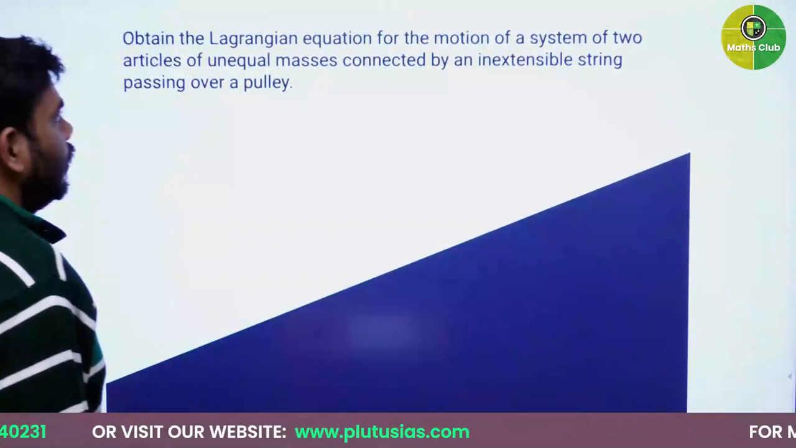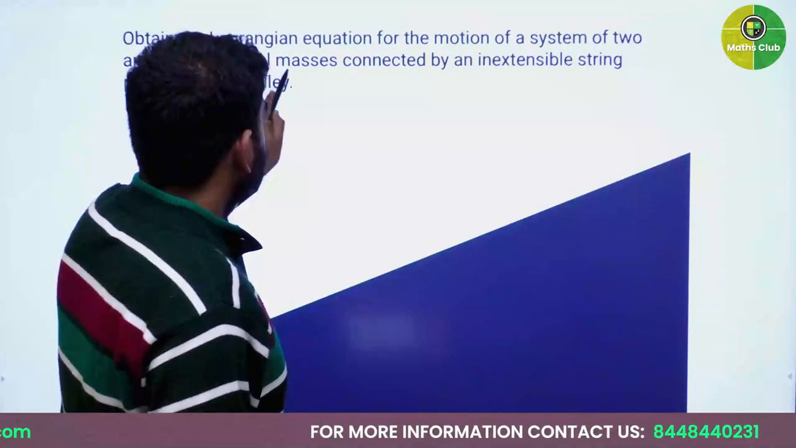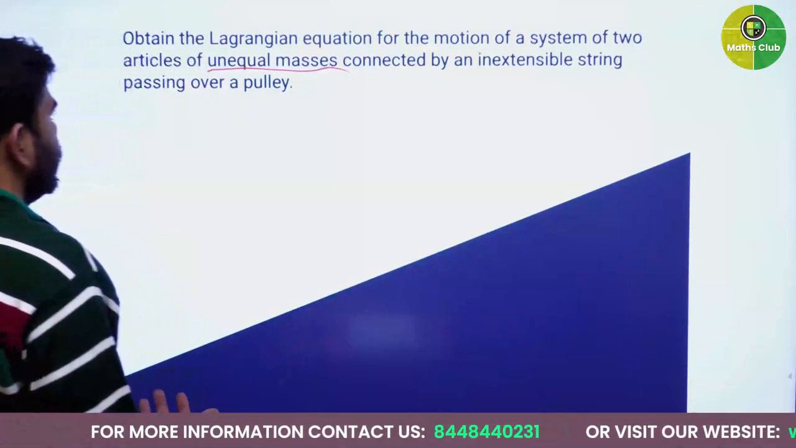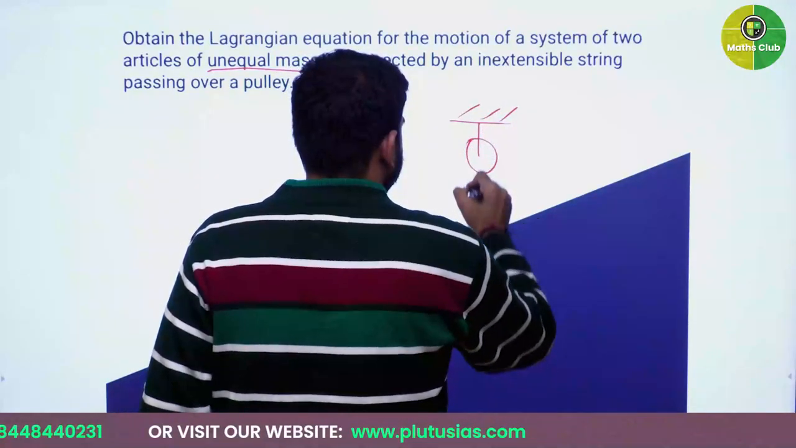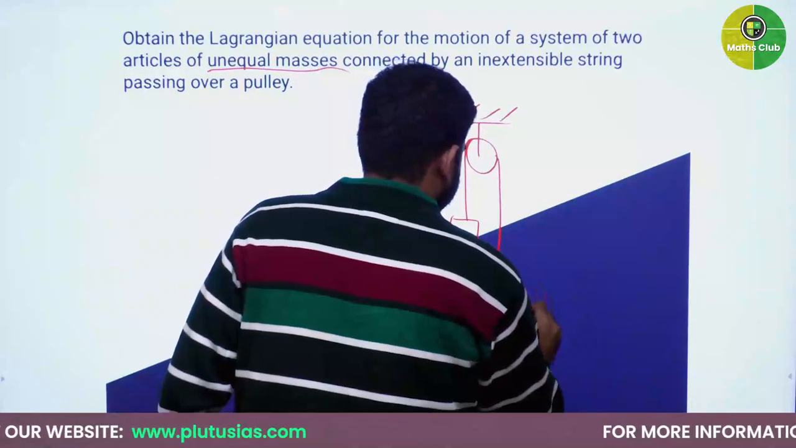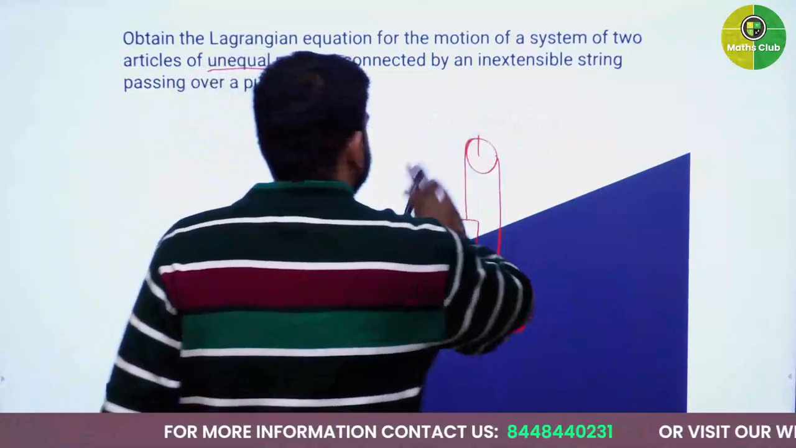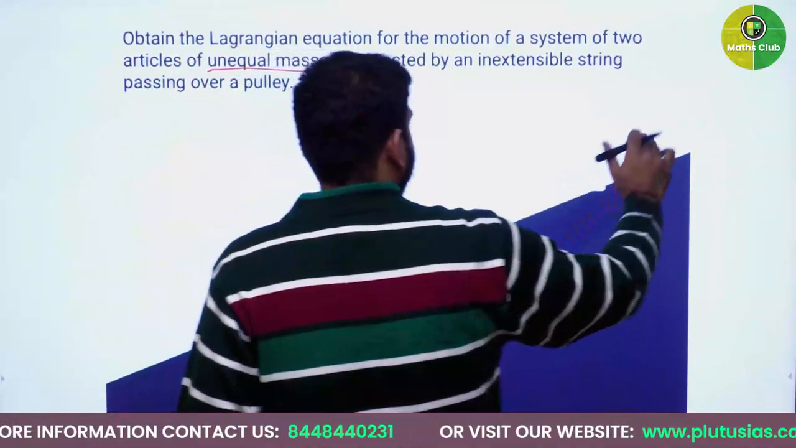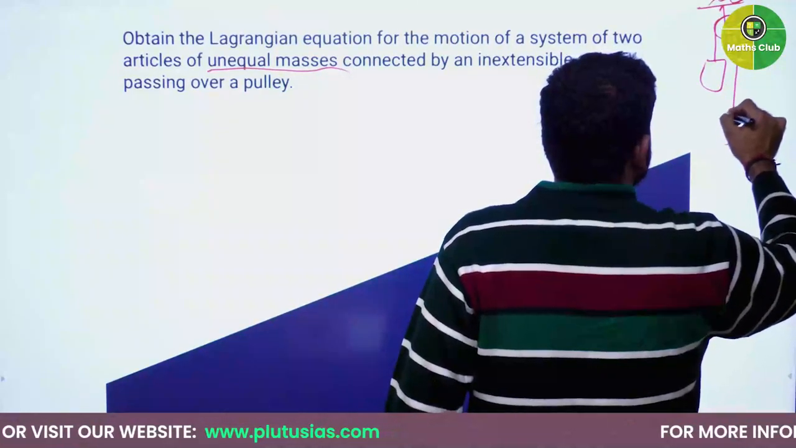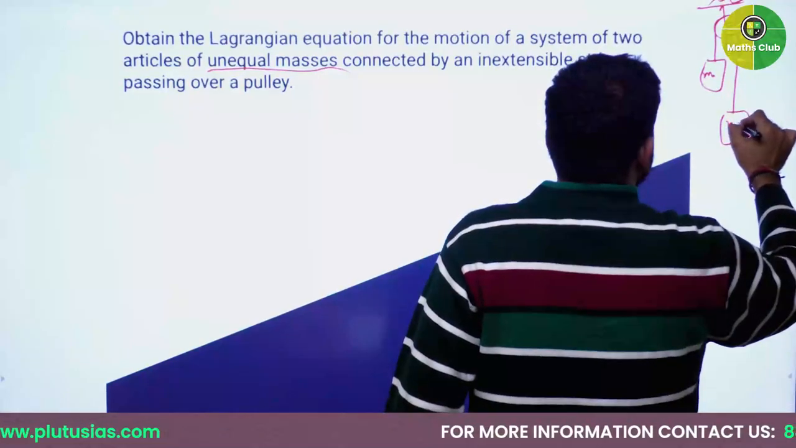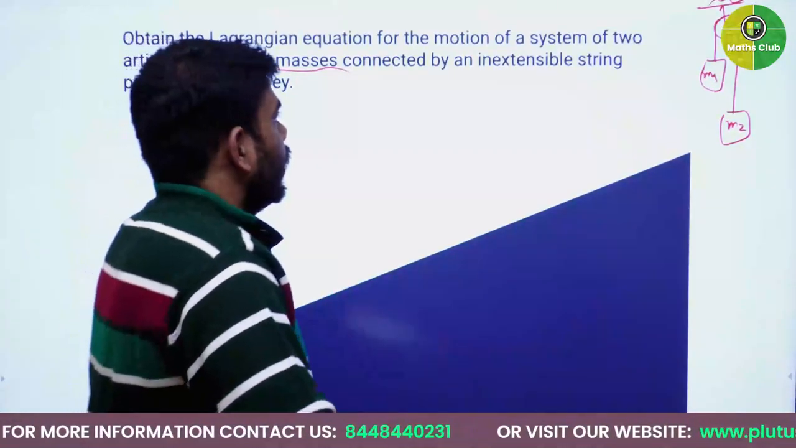Obtain the Lagrangian equation for the motion of a system of two particles of unequal masses, connected by an inextensible string passing over a pulley. So there is a pulley over here, and two masses are connected with a single string. Clearly it has been mentioned that the masses of the particles are different. Let me draw it a bit separately, a little further here. The masses of the two different particles are different. So this is a system.